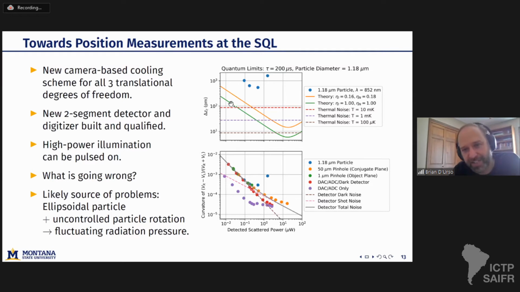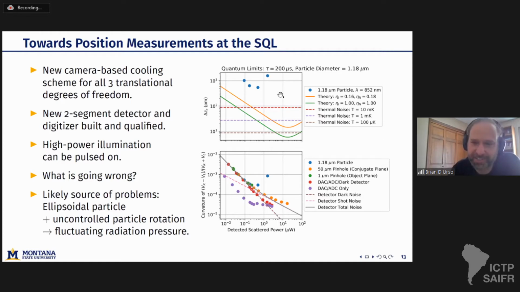So this green curve, which has on the horizontal axis the detected scattered power in microwatts on a log scale, and on the vertical axis the expected scatter in this 3-position measurement. So this is our curvature measurement in picometers. The green curve is what we would have in a perfect system with perfect efficiencies. And the orange curve is with finite efficiencies that we estimate for our system. And the blue points up here are actual measurements that we have so far.